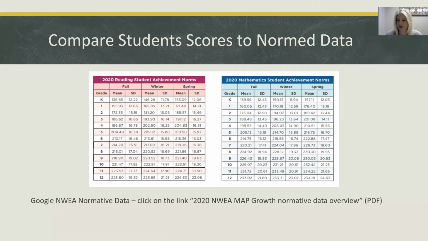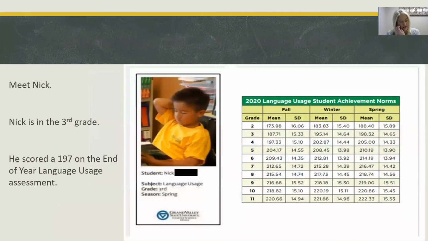We're going to go in and we're going to look at individual students, and we're going to really talk about what it tells us about their readiness and where they are. I want to start with Nick. Here's Nick. Nick is in the 3rd grade. It's the end of the year 3rd grade. So he's taking the spring assessment, and he scores a 197 on his language usage.